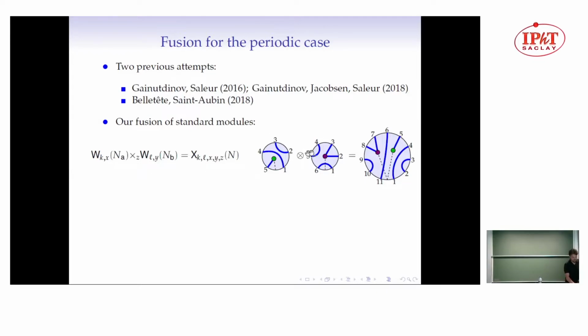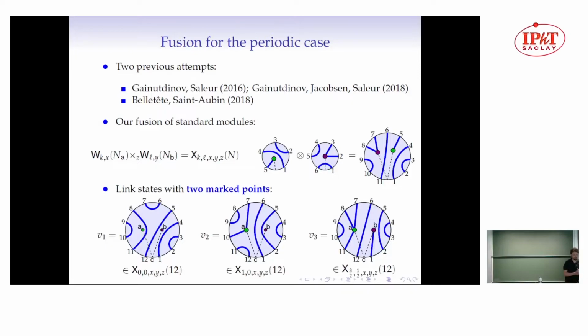In order to construct the tensor product of these two states, we're going to draw a bigger disk. The first one has n equals 5 nodes, and the second has 6. The new disk will have 11 nodes, which is the sum of the two. Then in this disk both link states are drawn. The positions 1 to 5 have the exact same connectivities as those in the first link state, and 6 to 11 have the same connectivities as the second state.